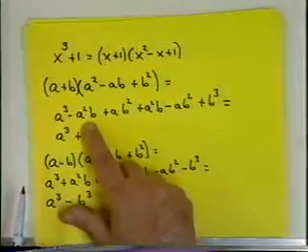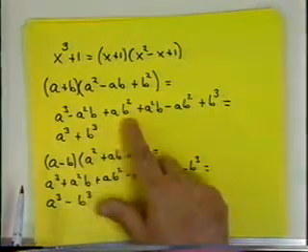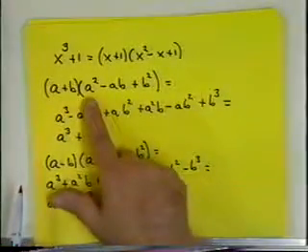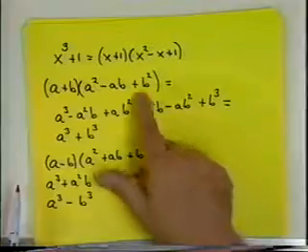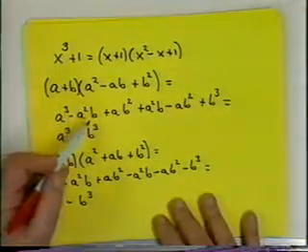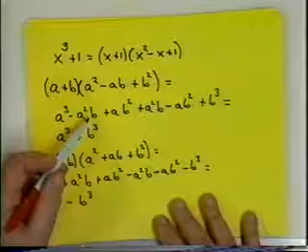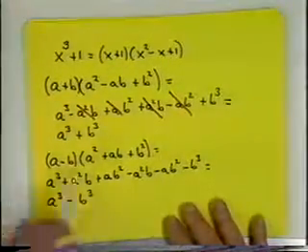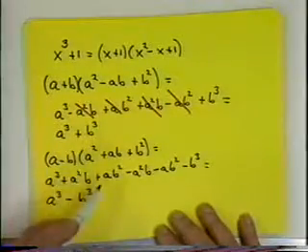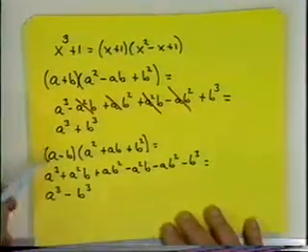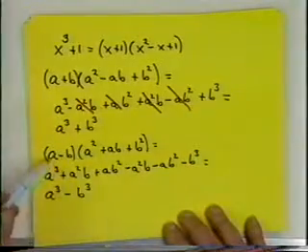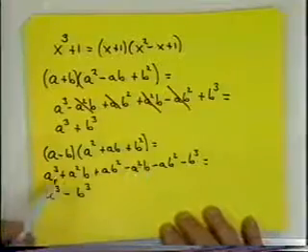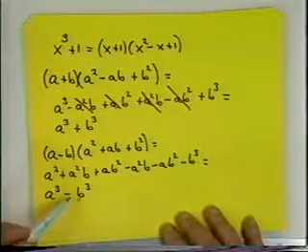This would be a to the third minus a squared b plus ab squared. I'm multiplying each of these terms by a. Now I'm going to multiply each of these terms by b. That's going to give me a squared b minus ab squared plus b to the third. Now the minus a squared b and the plus a squared b will cancel. The ab squared and the negative ab squared will cancel. And all I'm left with is a to the third plus b to the third. And in a similar way, if I make this minus and this plus, a minus b times a squared plus ab plus b squared would give me a to the third minus b to the third.